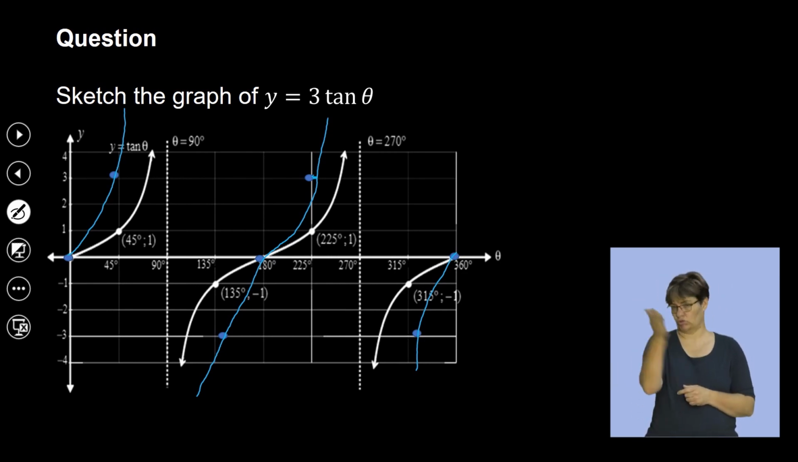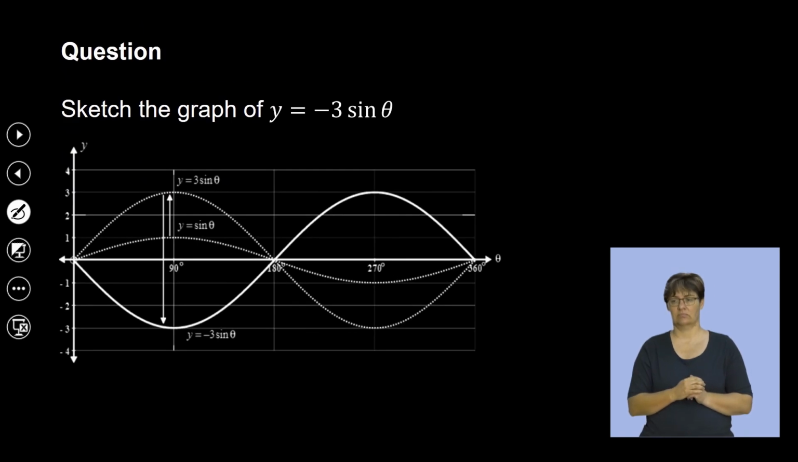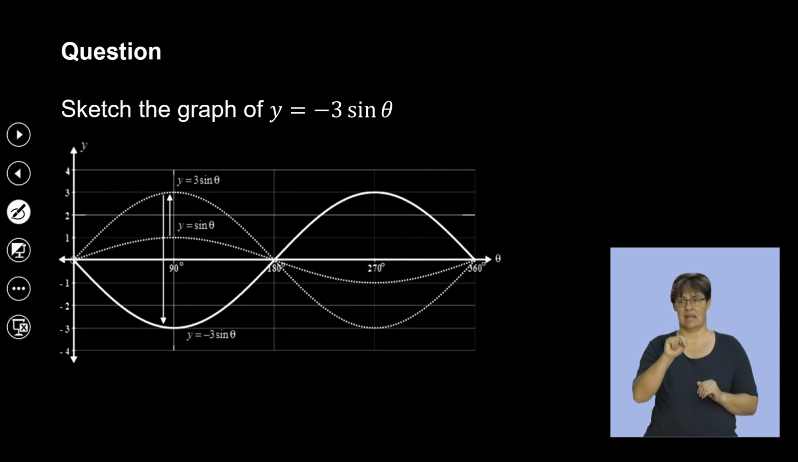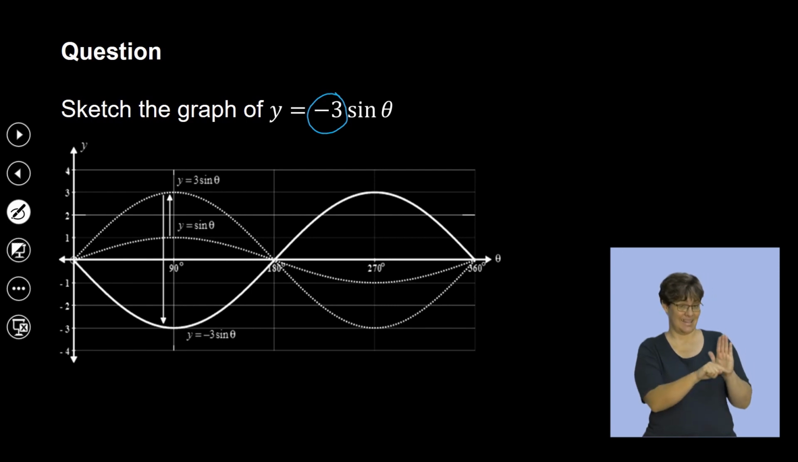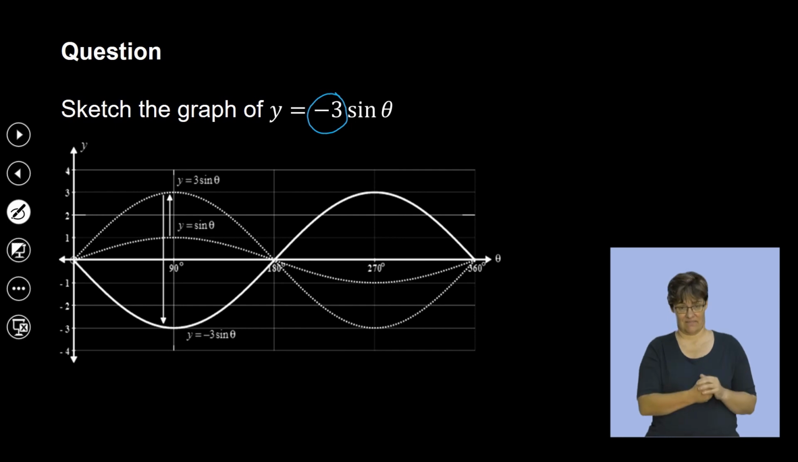Now, the other graph is sketching the graph of -3 sine theta. Remember, I did tell you that the minus is just so that you know that there is a reflection, not necessarily that the amplitude is a -3. No. So from the original graph, which is sine theta, we're going to first stretch this 3 units and then reflect it about the x-axis, right?